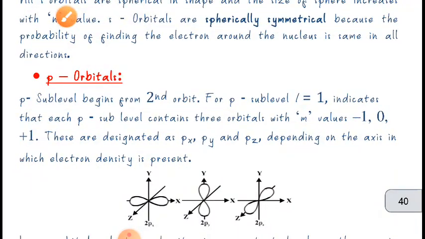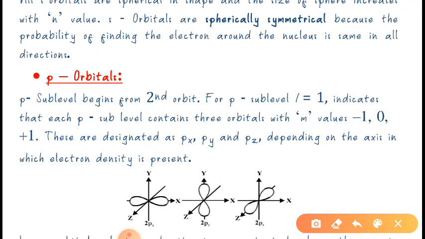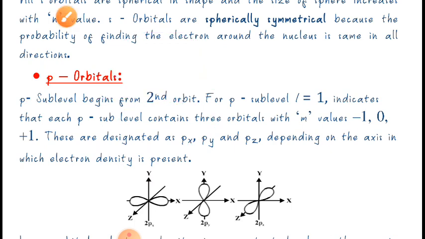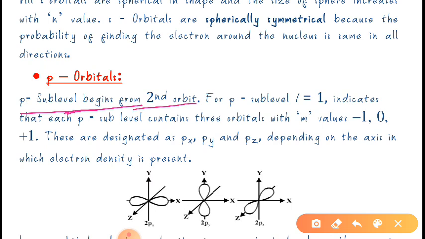When we talk about the p orbital, p orbitals are dumbbell in shape. As I have already told you in the last class, this is dumbbell-like, like this, a dumbbell shape. And the p sublevel begins from the second orbit.